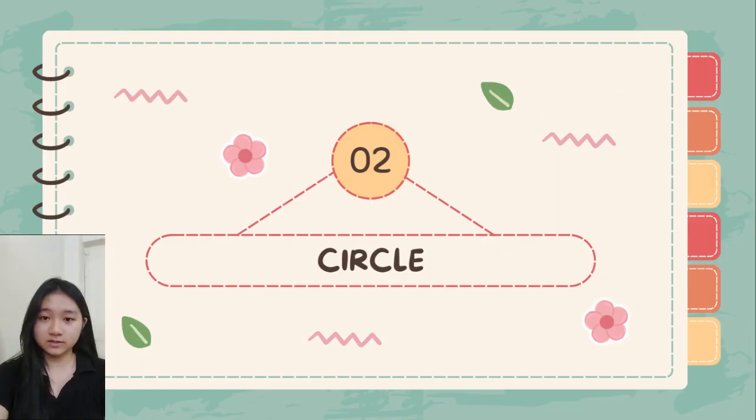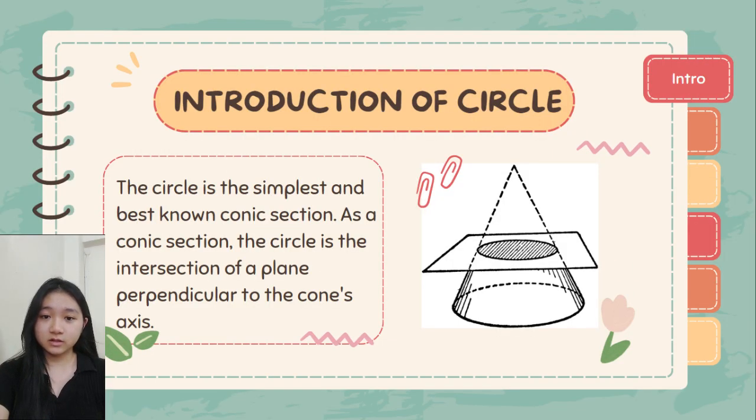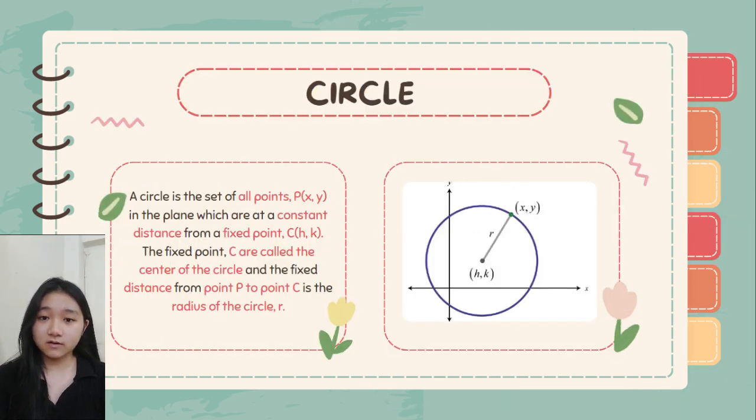Next, we want to talk about the circle. The circle is the simplest and best-known conic section. As a conic section, the circle is the intersection of the cone with a plane perpendicular to the cone's axis, like the diagram on the right. A circle is the set of all points P with coordinates x, y in the plane which are at a constant distance from a fixed point C with coordinates h, k. The fixed point C is called the center of the circle, and the fixed distance from point P to point C is the radius R.